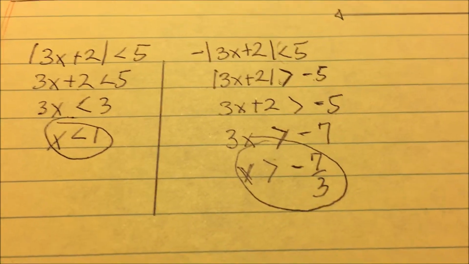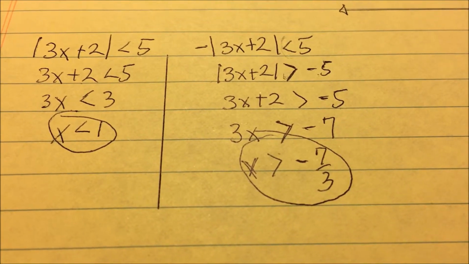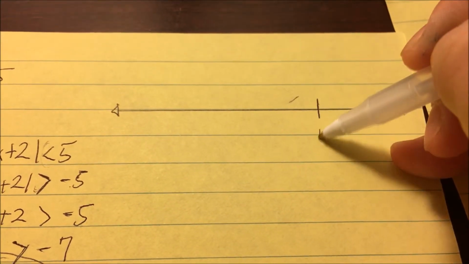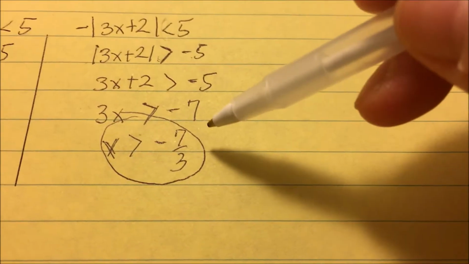So we need to graph this on a number line and then find our final answer. So when we have 1, I'm going to go ahead and do a little sketch right here. So at 1 is right here, and then I have negative 7/3.